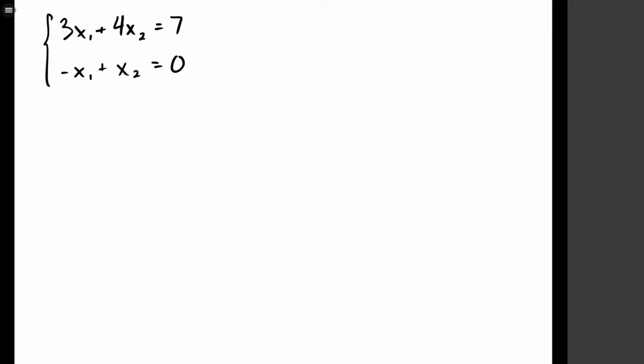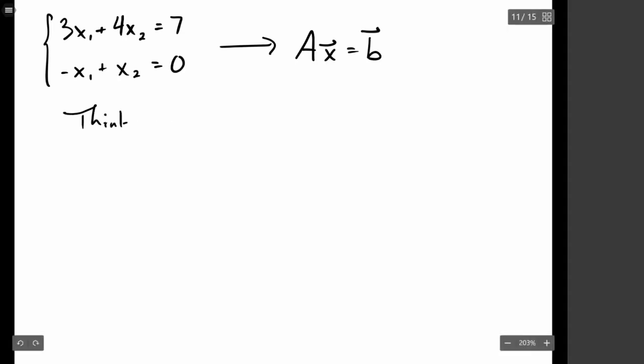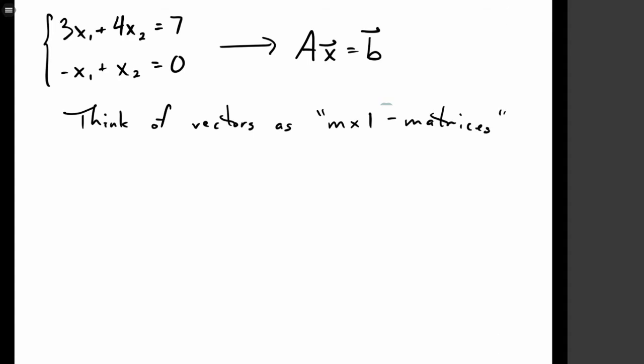So let's look back at how we can turn a system of equations into matrices. We did all the stuff of turning it into an augmented matrix before, but there's a couple other things that we pointed out. With this system of equations, we can turn it into a matrix equation of this form, where we think of vectors as sort of m by 1 matrices. So instead of thinking of a vector as a row, we think of it as a column.